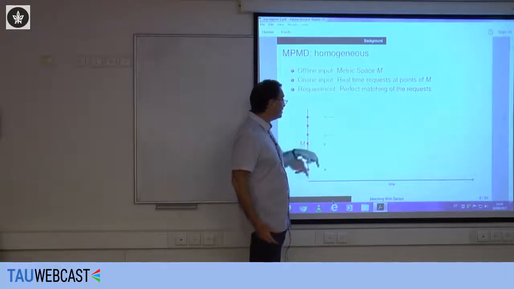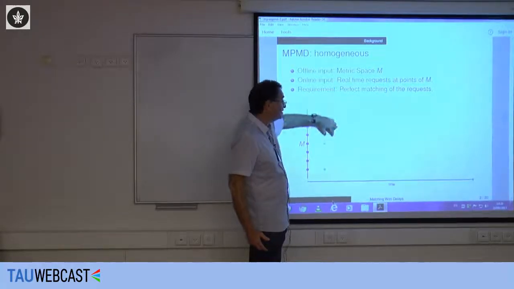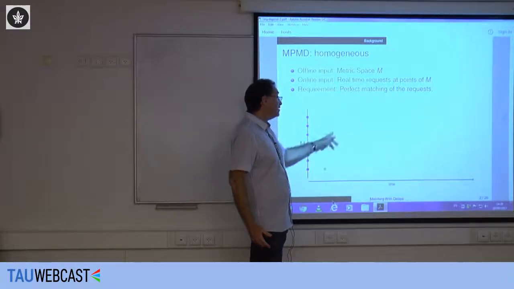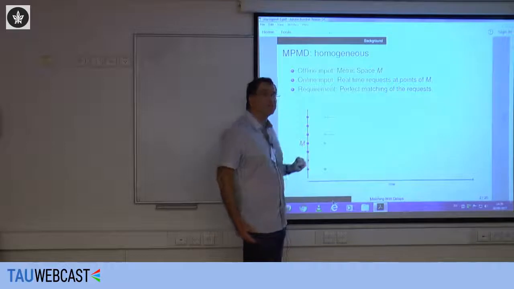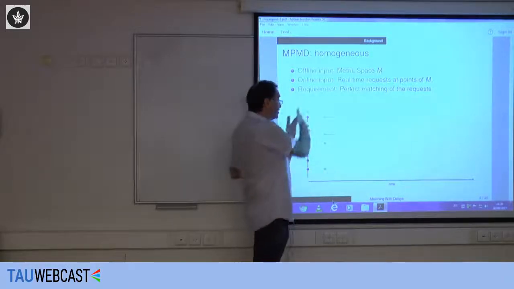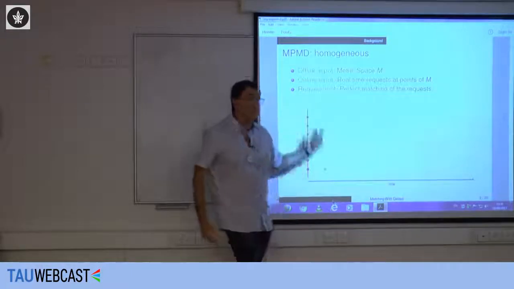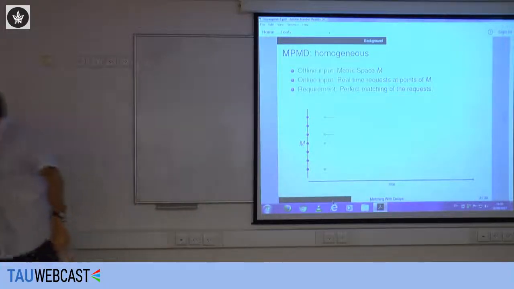So I draw it like that, because you wait. This is the time that you waited. And at that point of time, you decided to match them. And then you pay the cost, which is the distance between them. So we have two axes, the axis of distance and the axis of time. And you pay both of them. And then again, time passes.